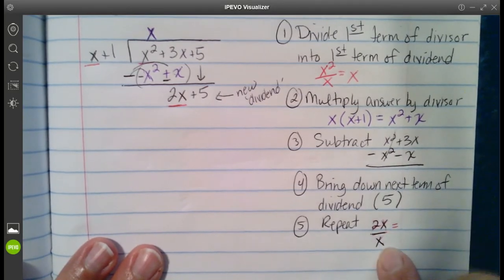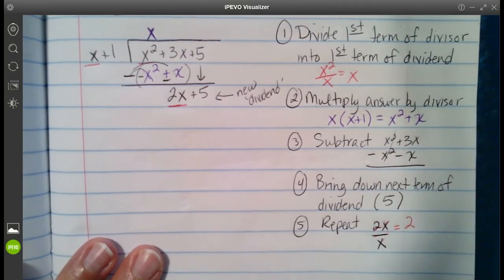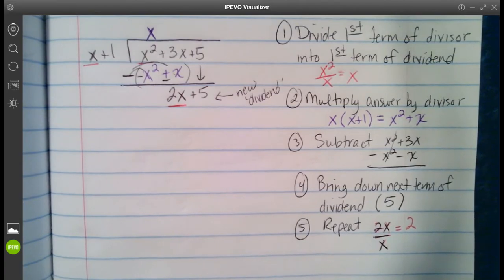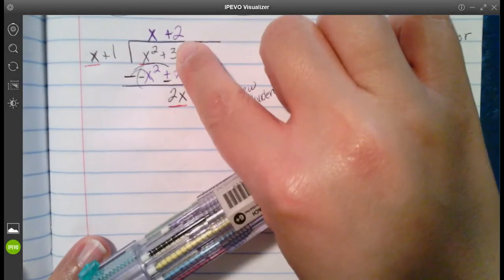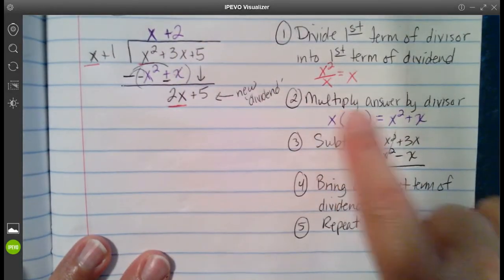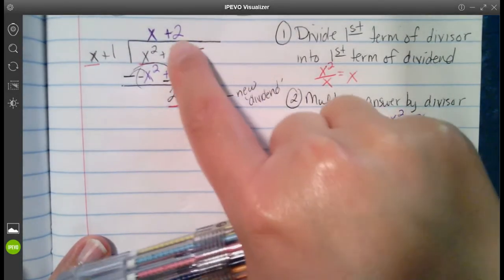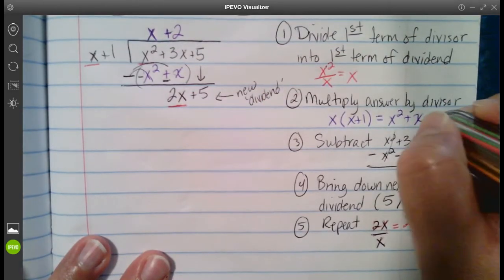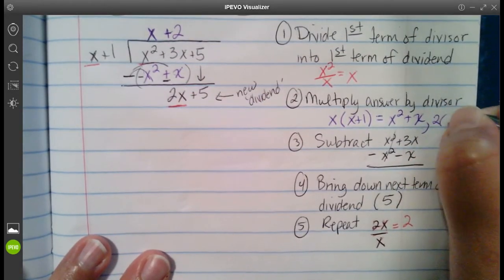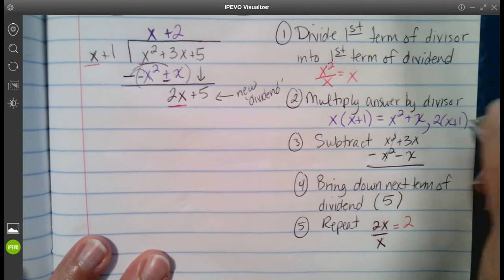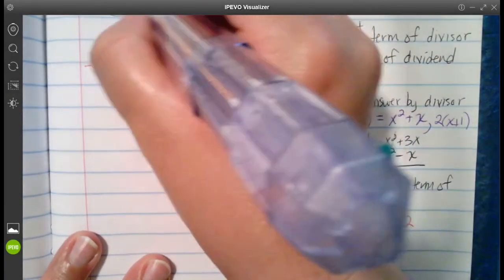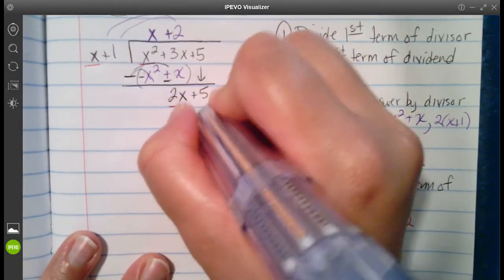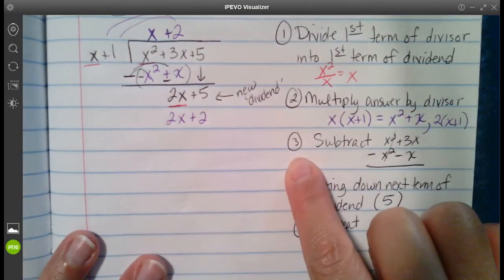And that's going to just give us 2. Okay, so the 2 goes on the top. It's positive 2, so plus 2. Okay, and we're back to step 2, where we multiply the answers. Now we're going to multiply 2. If you want, you can put kind of like a comma here. 2 times x plus 1 is next. So think of it like that. 2 times x is 2x. 2 times 1 is positive 2. We move on to step 3.